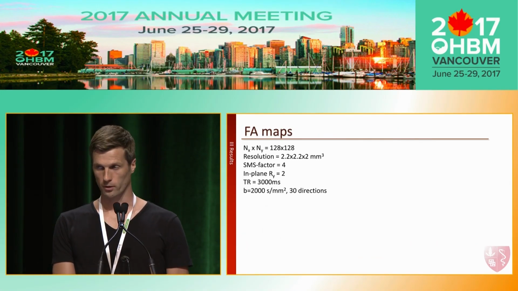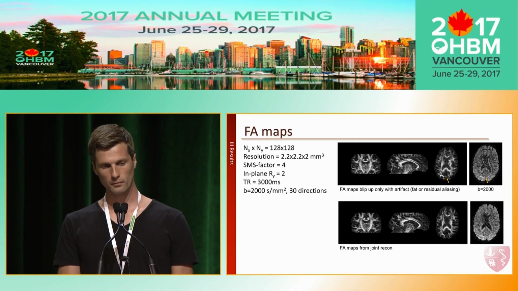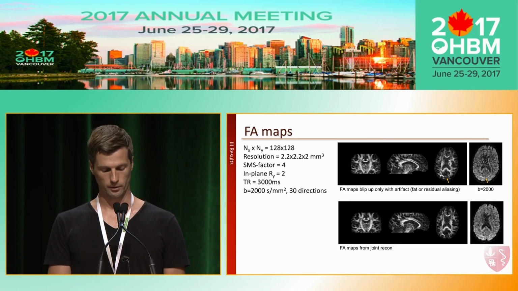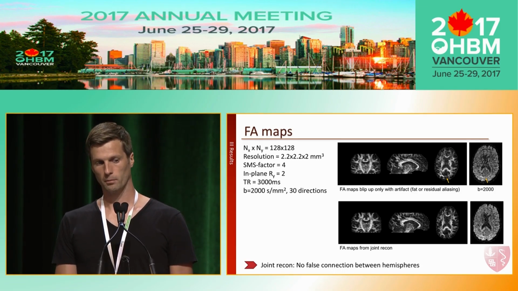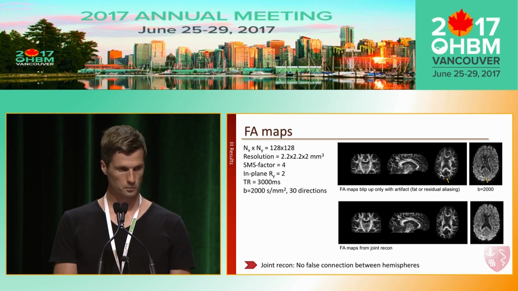So the same is true for FA maps generated from this data set. Here it even appears that the joint reconstruction can get rid of a false connection between the hemispheres that shows up in the blip up only data.